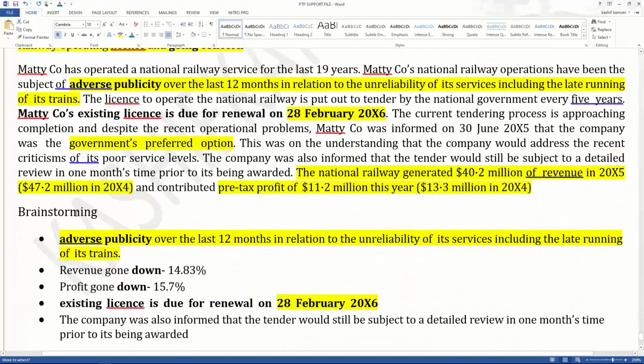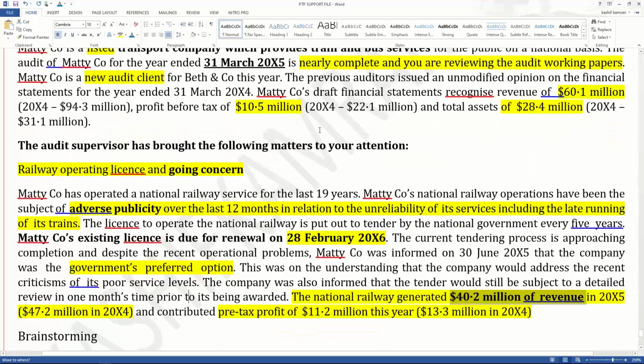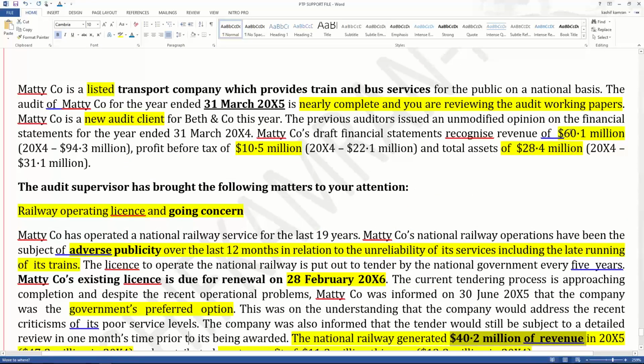Right? So brainstorming done. Now tell me, the National Railway generated 40.2 million of revenue. What is the total revenue of the company? Look at the first paragraph. The total revenue of the company is 60.1 million.